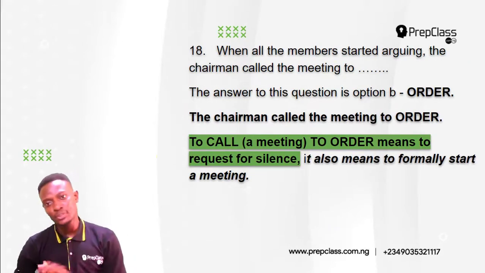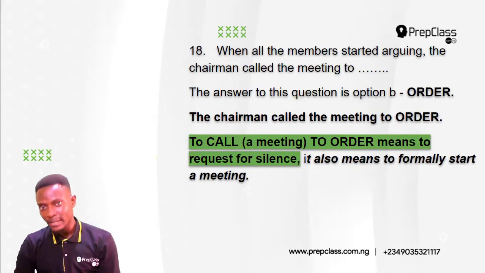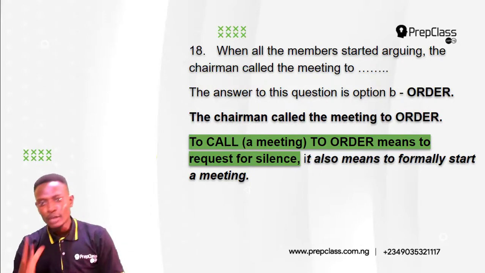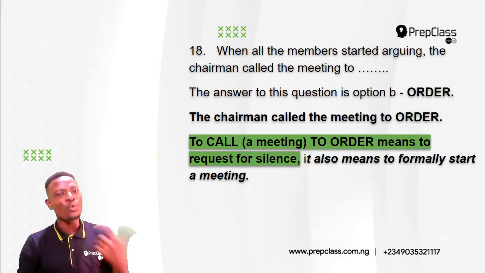Now, the answer to this question is option B, order. When all the members started arguing, the chairman called the meeting to order. To call a meeting to order means to request for silence.